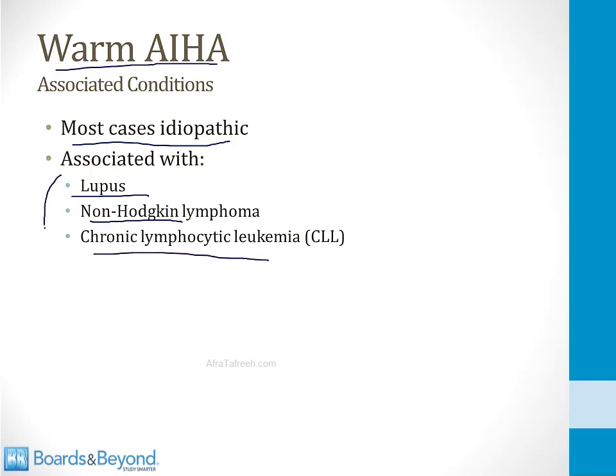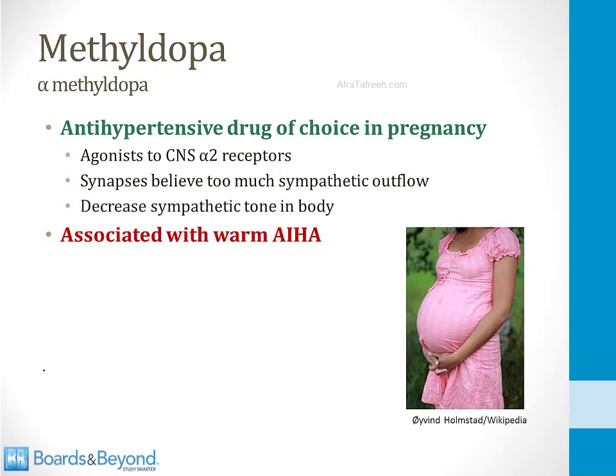And all of these disorders involve the immune system in one way or another, so it's easy to understand how that aberrantly functioning immune system might lead to the production of antibodies that destroy red blood cells. Another place where warm hemolytic anemia can occur is among patients taking methyl dopa. It's sometimes called alpha-methyl dopa. This is an old antihypertensive that's not commonly used anymore except in pregnancy. It's very safe in pregnancy, so it's the antihypertensive drug of choice in pregnancy.